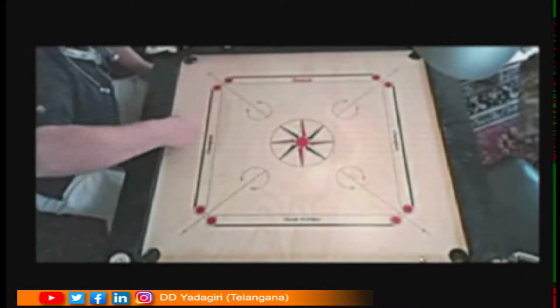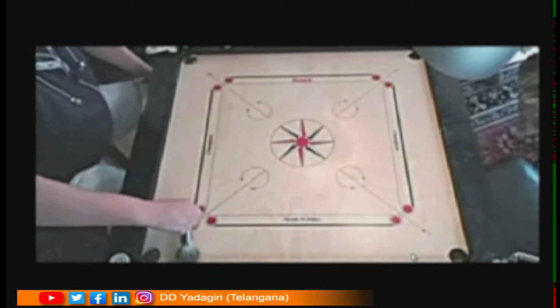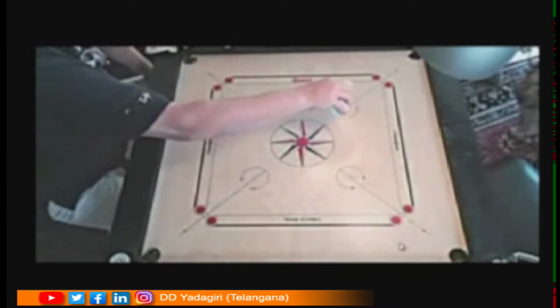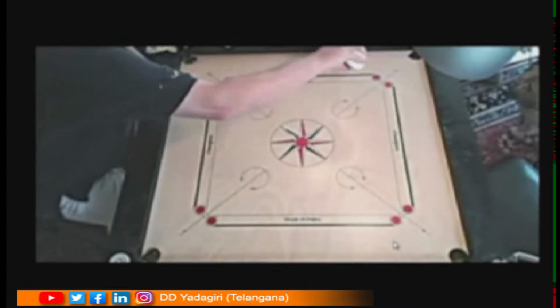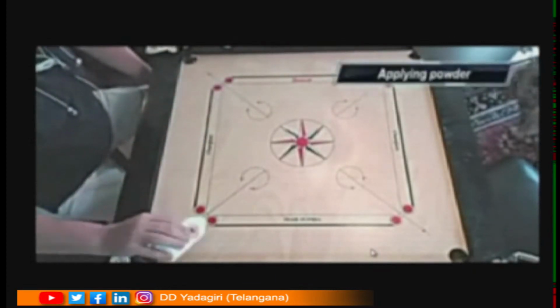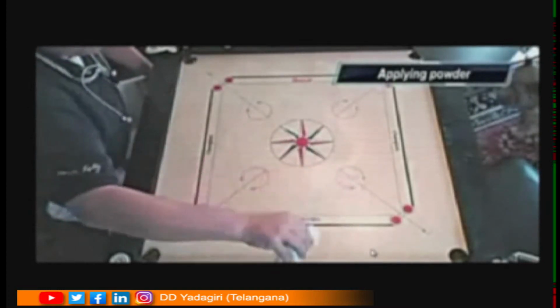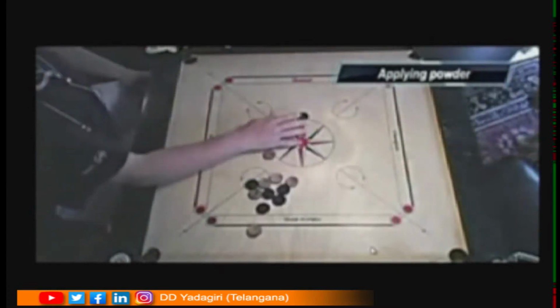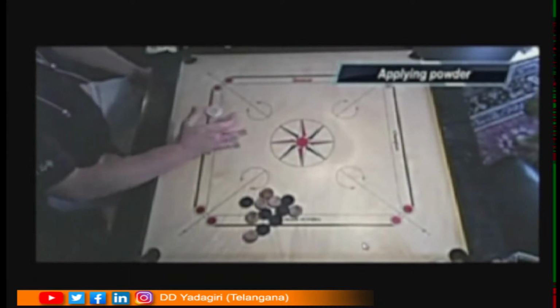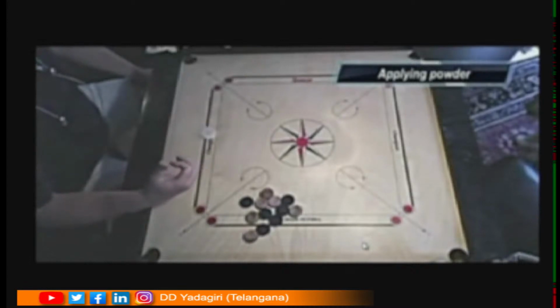Now, see what it is: carom board. Now, what is this person doing? He is dusting the carom board. He is applying powder all over the carom board. We all use this for making the coins move smoothly, to reduce the friction between the board and the coins.